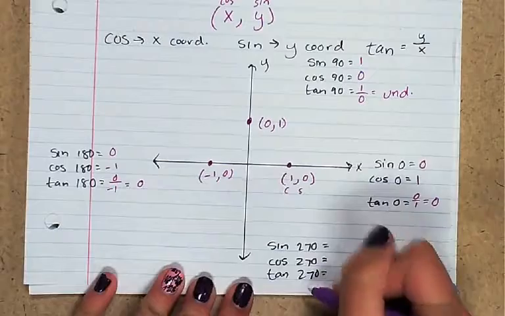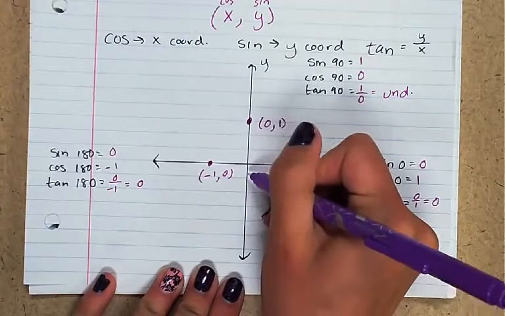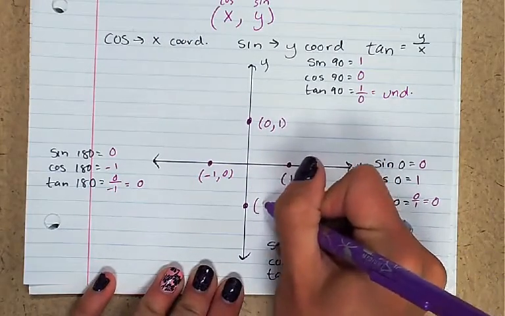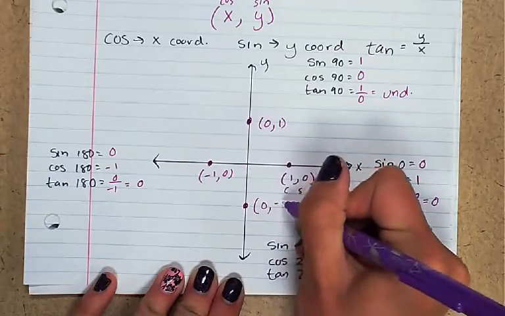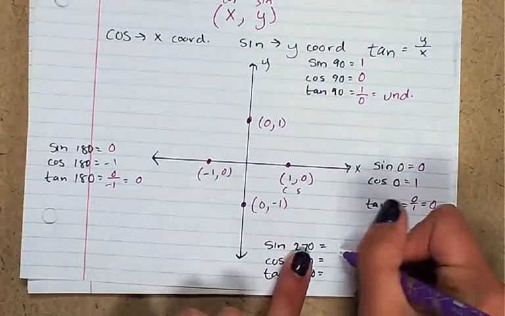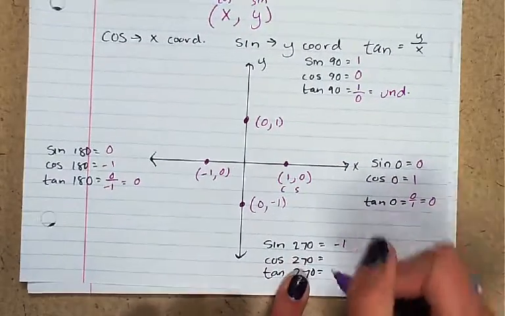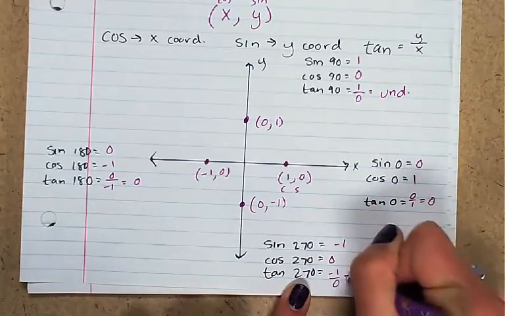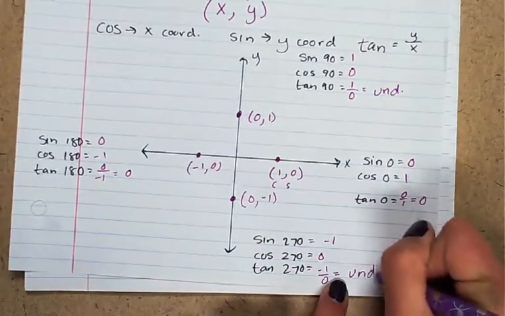On the last one, 270 degrees, that's the negative part of the y-axis. If I go down one spot, that ordered pair is (0, -1), because I didn't go left or right any, but I went down 1. Sine goes with the y coordinate. Cosine goes with the x coordinate. Tangent is y over x. When you divide by 0, that is undefined.